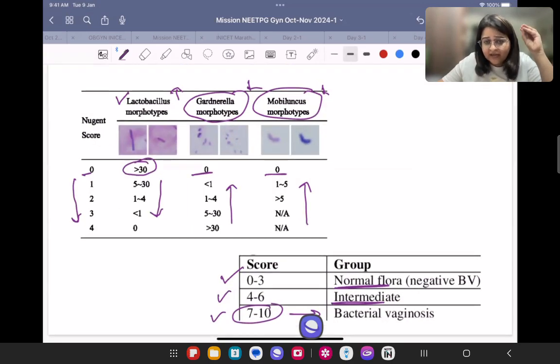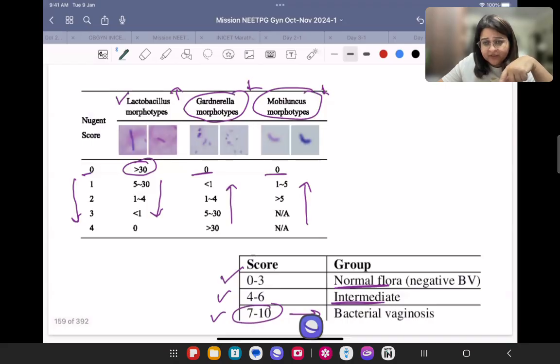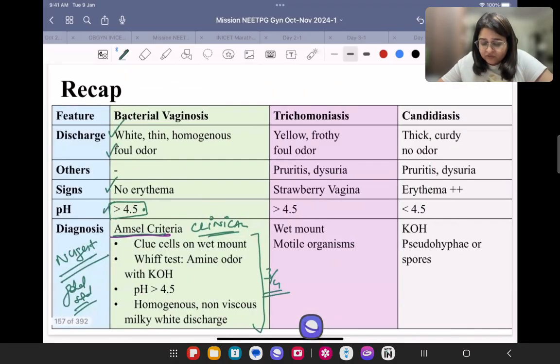Most of us know the other criteria which is commonly asked because that's what we actually do in clinical practice. We do the Amsel's criteria. Amsel's criteria says that 3 out of 4 should be present. 3 out of 4. You won't find this slide in your workbook because I put this today. So 3 out of 4 criteria should be there.